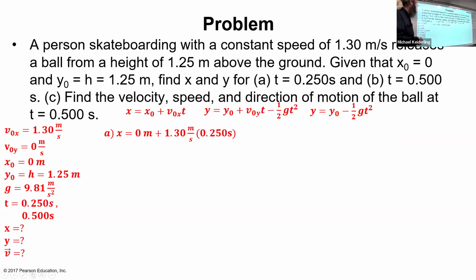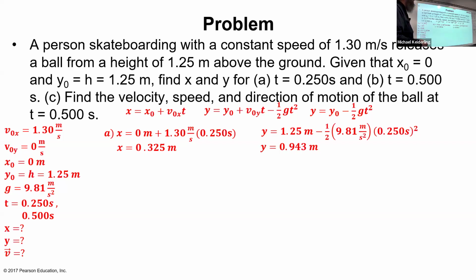So if we plug in the numbers, x equals 0 meters plus 1.3 meters per second times 0.25 seconds. Y equals 1.25 meters minus 1/2 times 9.81 meters per second squared times 0.25 seconds squared. So x comes out to 0.325 meters, and y comes out to 0.943 meters.